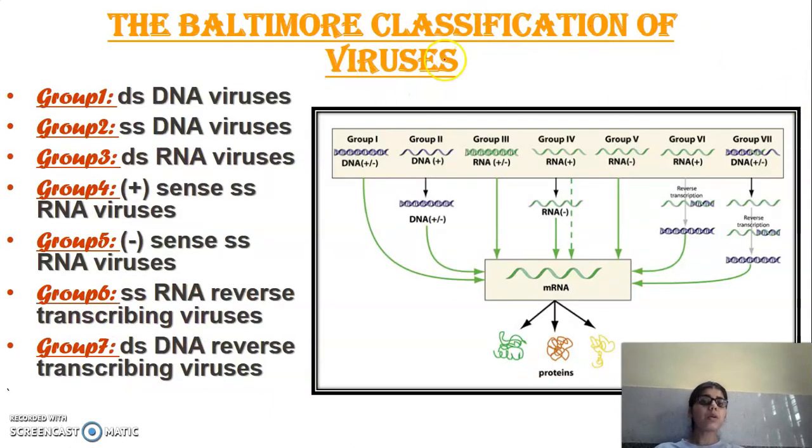According to the Baltimore classification of viruses, they are grouped into 7 groups. That is, the first group has double-stranded DNA viruses. In the second group, single-stranded DNA viruses. In the third group, double-stranded RNA viruses. In group 4, positive sense single-stranded RNA viruses. And in group 5, negative sense single-stranded RNA viruses. In group 6, viruses are single-stranded RNA reverse transcribing viruses, and in group 7, double-stranded DNA reverse transcribing viruses are included.